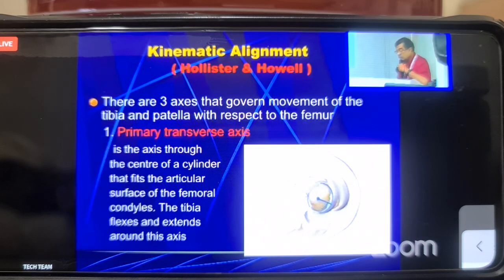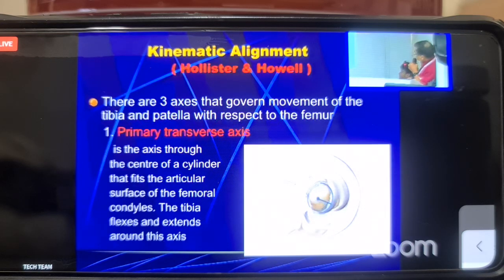And that's the reason why Hollister and Howell came out with this concept of kinematic alignment. Now, what they say is that there are 3 axes that govern movement of the tibia and patella. So the fundamental difference is Insall viewed his alignment in a static situation. Howell looks at it in motion or a dynamic situation. That's why this is called the kinematic alignment.